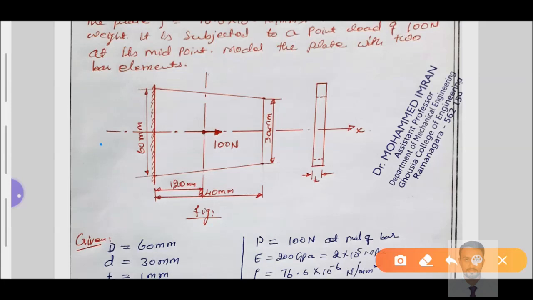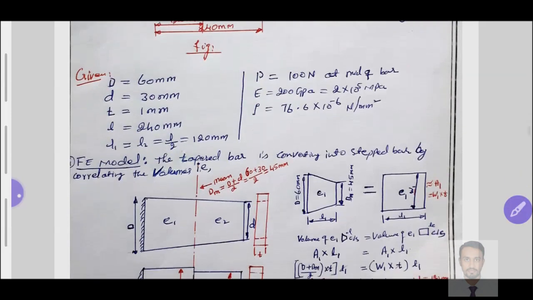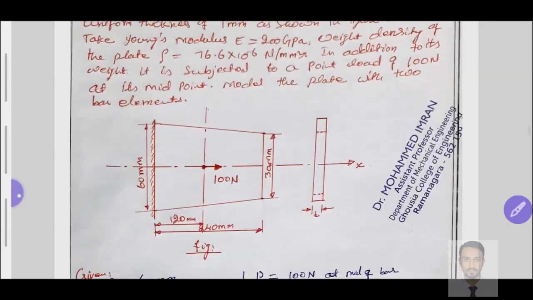What is that global force vector? The global force vector, small f, is equal to capital F, the applied force, plus the force due to density, the self weight of a bar element, that we need to find out. So we got the idea.